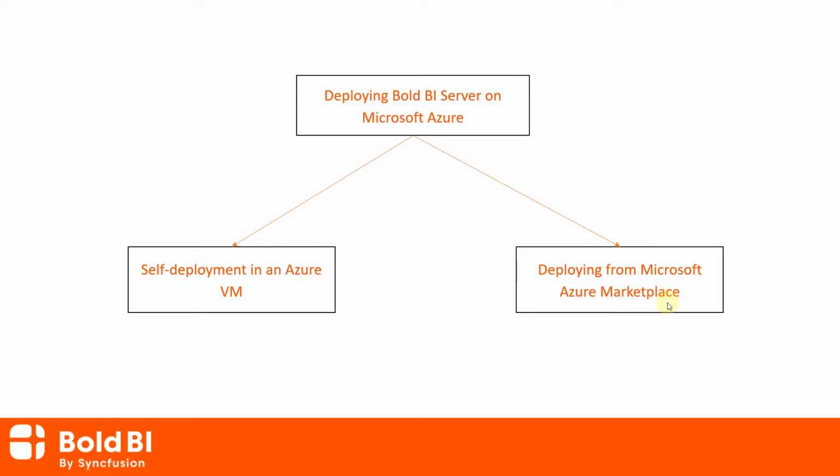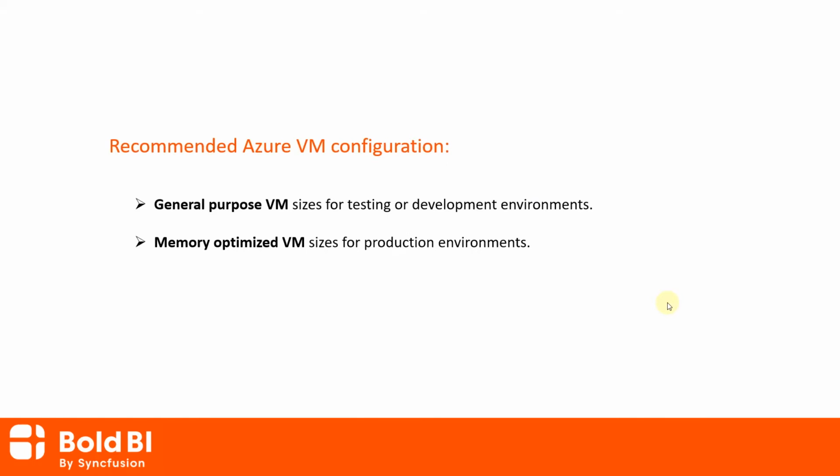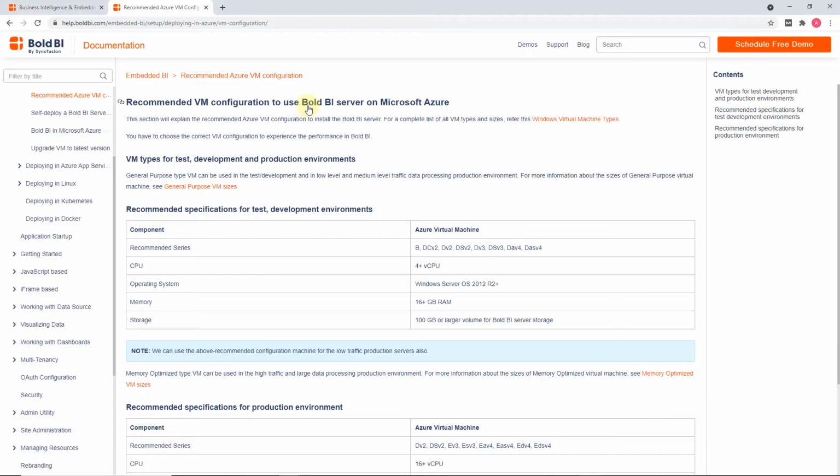Before starting the process, you need to make sure you have the recommended VM configuration. Here are the details about the recommended VM configuration to use Bold BI Server on Microsoft Azure. You can use general-purpose VM sizes for testing or development environments and memory-optimized VM sizes for production environments. Please refer to our documentation in this video description to see the recommended specifications for testing, development, and production environments.